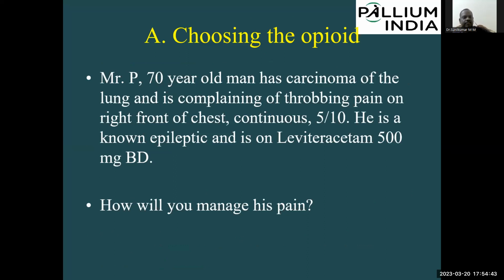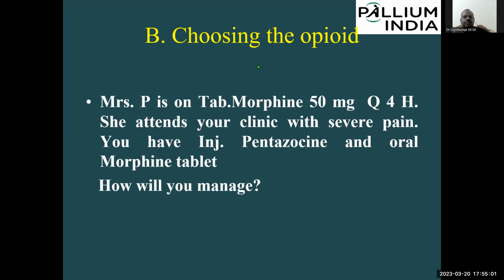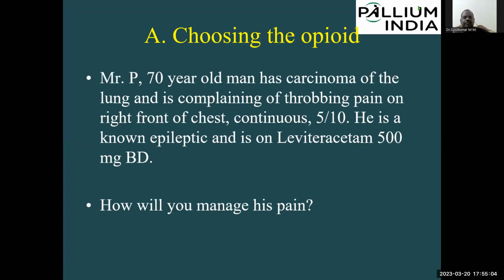So we have another case. A 70-year-old man with carcinoma of the lung is complaining of throbbing pain on the front of the chest. Continuous, 5/10. He is non-epileptic and is on levetiracetam 500 milligram BD. How do you manage this pain? Anybody?